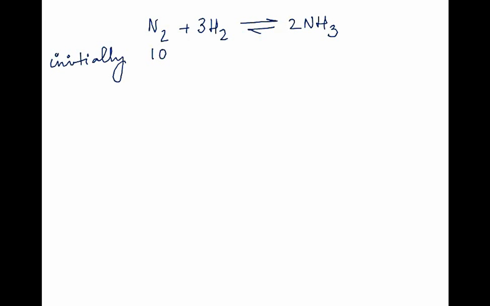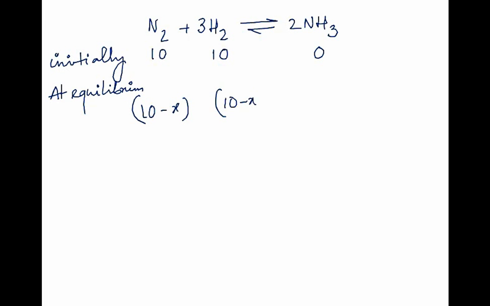So initially there are 10 moles of nitrogen, 10 moles of hydrogen and 0 moles of ammonia. This is the situation at the start of the reaction. Now at equilibrium, suppose you have 10 minus x moles of nitrogen, 10 minus x moles of hydrogen, and here I have 2x moles of ammonia.